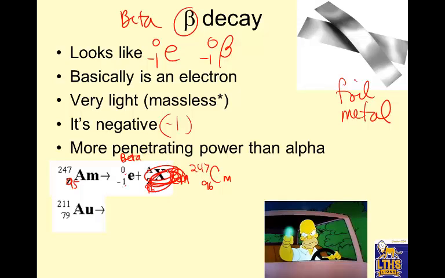So this is not what it is. This is what it is, because when you add these up, you get 95 on both sides and 247 on both sides. Oh, look, it's gold.